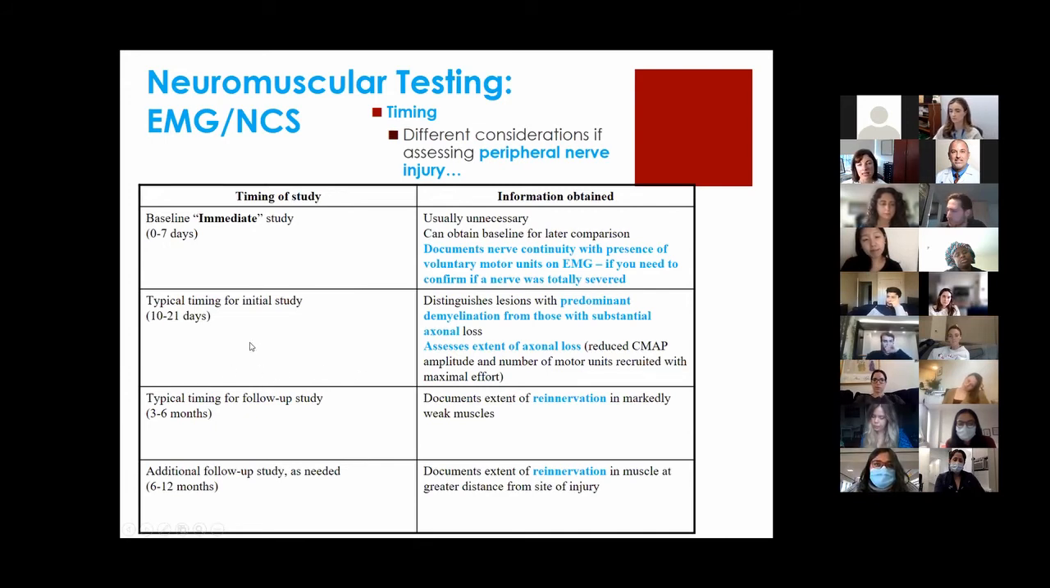The most common time frame for an initial study in a peripheral nerve injury patient is around 2 weeks. Why are we waiting that long? If you remember a few slides back where we showed the schema of the nerve with Wallerian degeneration taking place, we need to allow time for the Wallerian degeneration to take place.